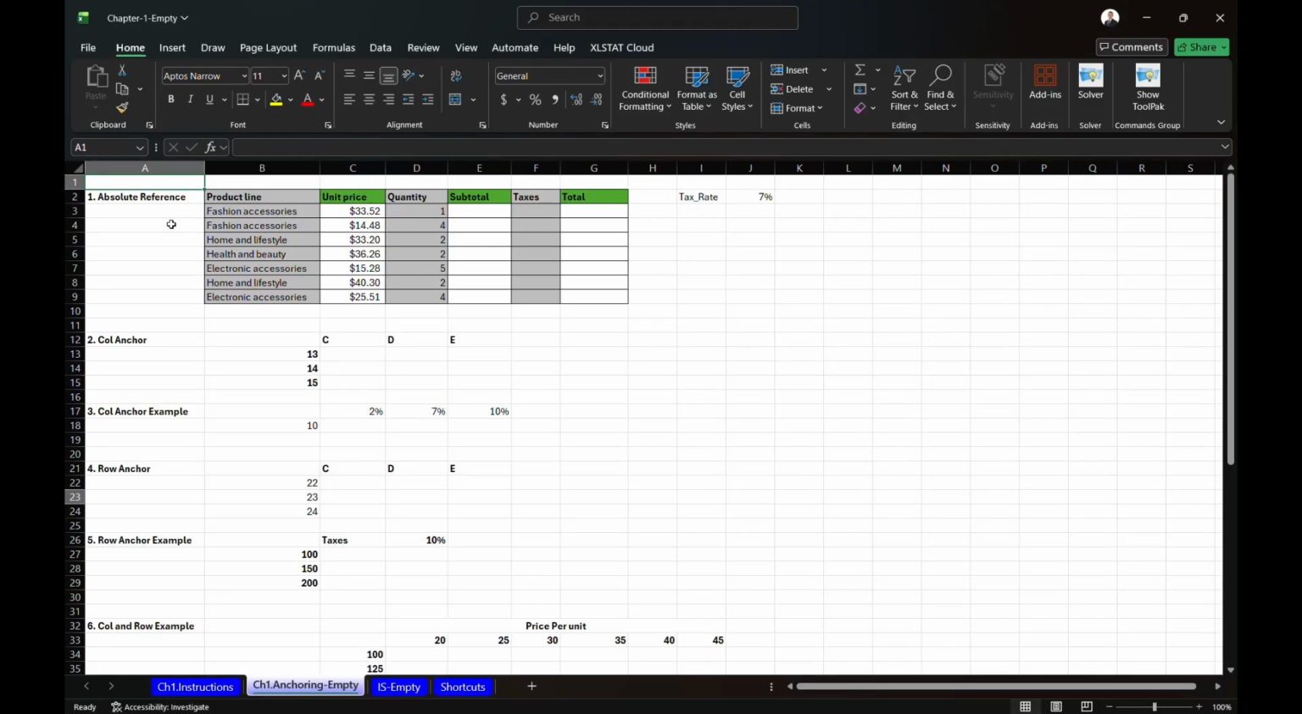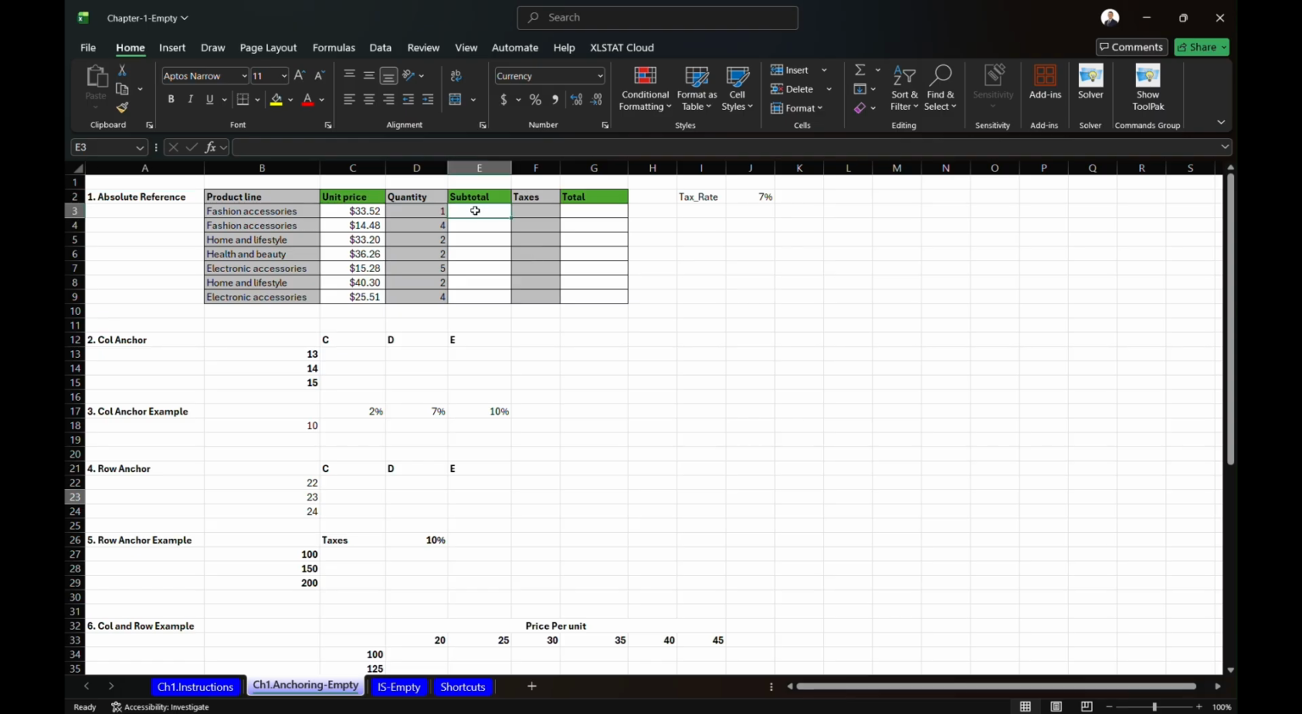So our first series of questions, we are told to calculate the tax amount using the tax rate in cell J2 using absolute reference. We have to multiply the unit price by the quantity to arrive at a subtotal, and then multiply that subtotal by the tax rate here to get our taxes. So first, we're going to sell E3.